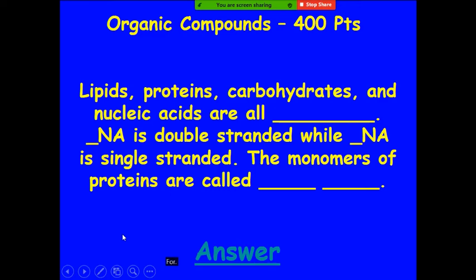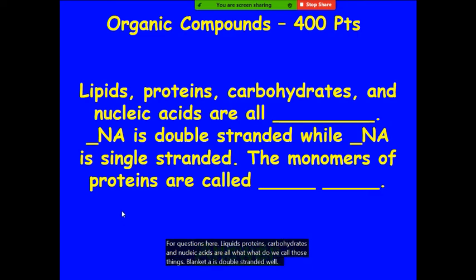Four questions here. Lipids, proteins, carbohydrates, and nucleic acids are all what? What do we call those things? Blank NA is double-stranded, while blank NA is single-stranded. The monomers of proteins are called what? Hand up when you know all 4 answers.